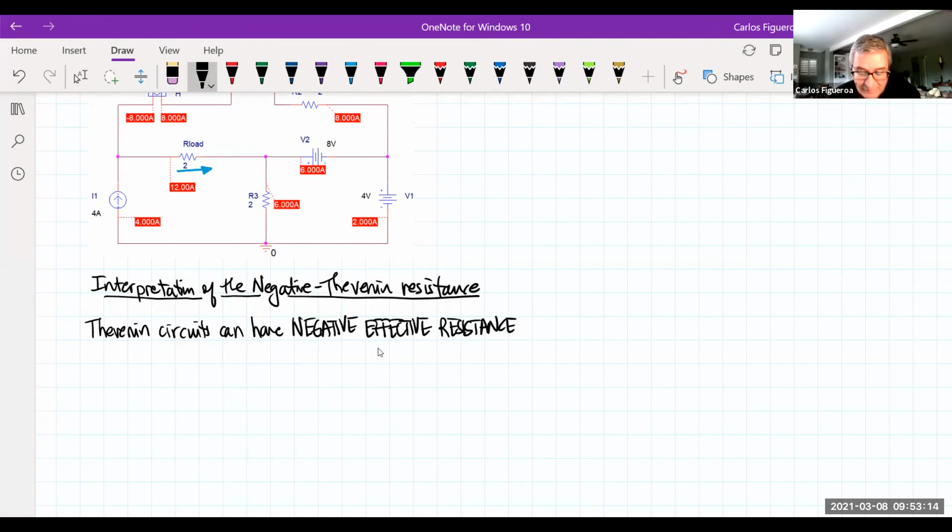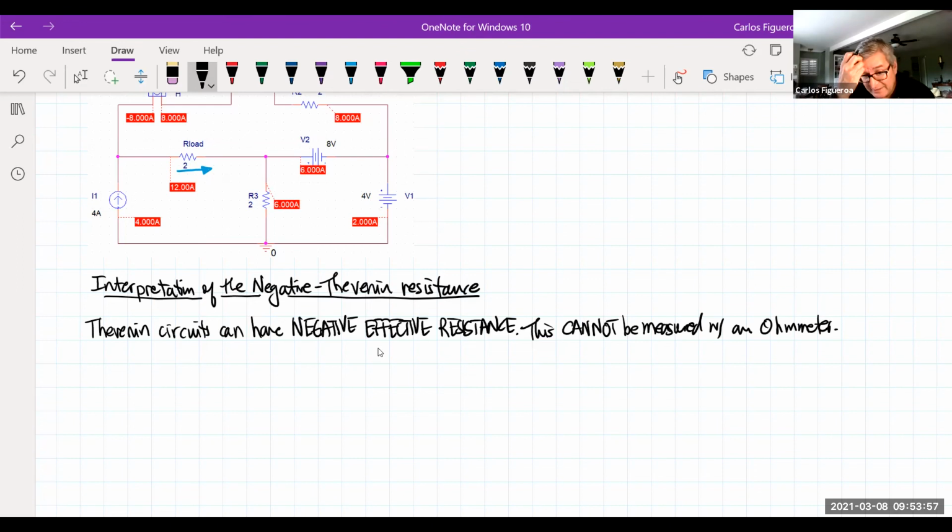And what I mean by that here is that when you have a dependent source in the circuit, you can have an effective negative resistance, right? This cannot be measured with an ohm meter, right? It cannot be measured with an ohm meter. You would not get a negative resistance value.